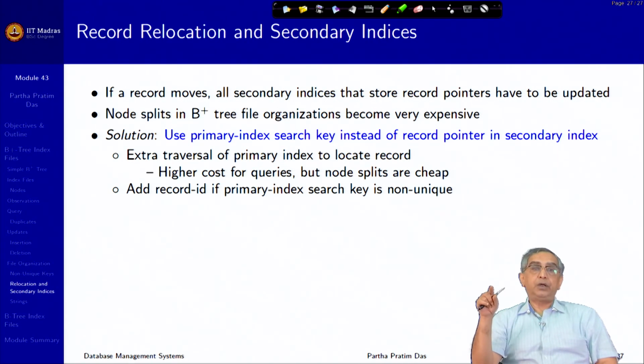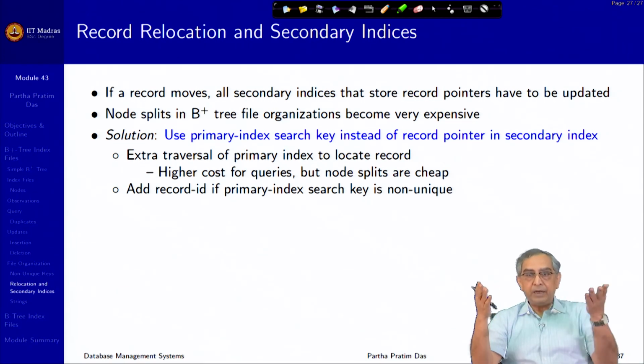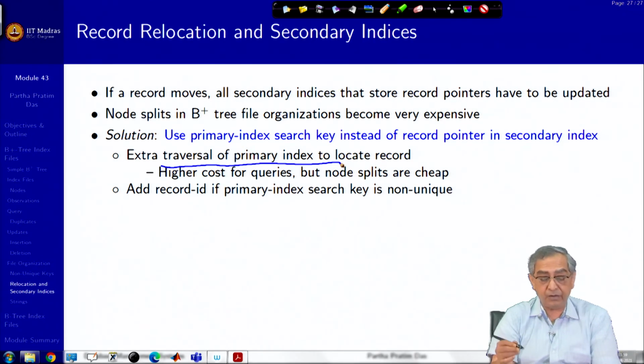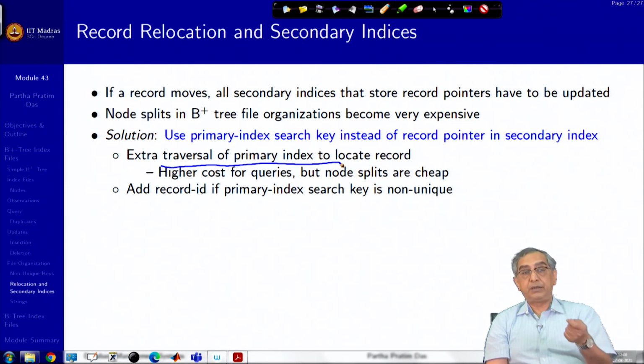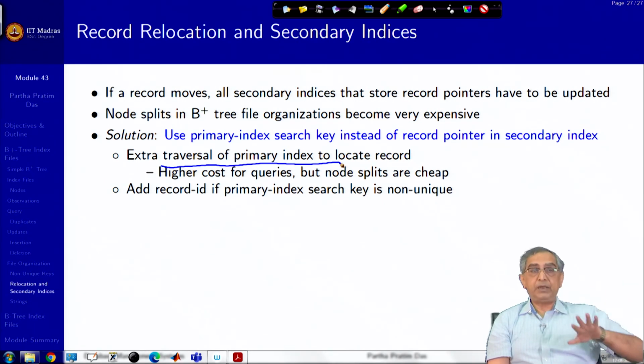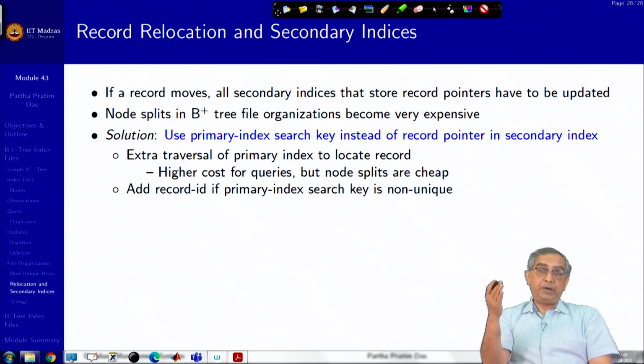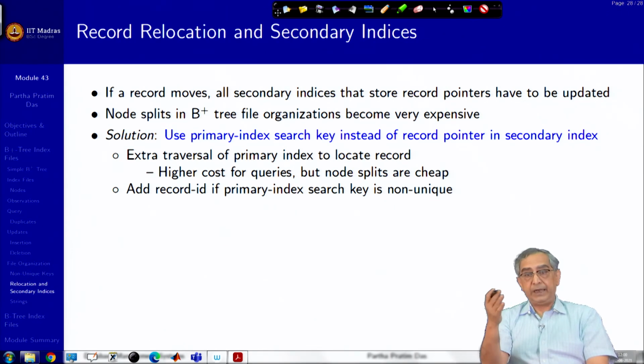So, what you do is not use those record pointers, instead you use the primary index search key as if that is the identity, right. It should be, because it is a primary index. That will mean some extra traversal cost, so queries will be a little more expensive, but in the amortized performance it is often preferred, because node splits are not as expensive as it would be if records relocate in the primary table, and you have multiple secondary indices to update.